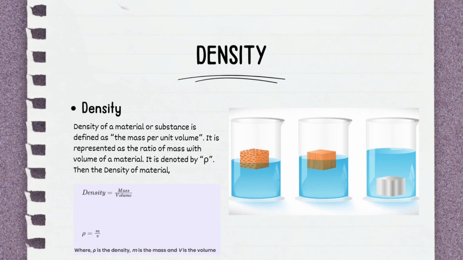The density of a material or substance is defined as the mass per unit volume. It is represented as the ratio of mass to volume of a material. It is denoted by P. The formula is density equals mass over volume, where P is the density, M is the mass, and V is the volume.